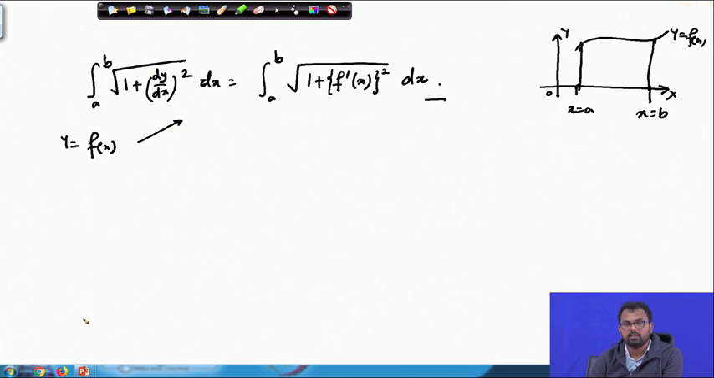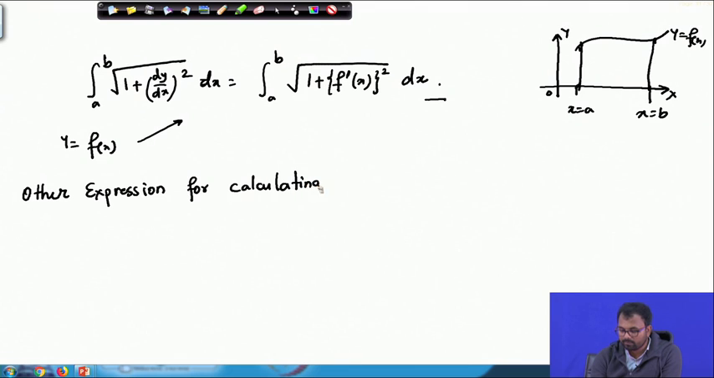Now, we just studied that the equation cannot always be given in the Cartesian coordinate system. They can also be given in the parametric Cartesian or polar coordinate system. So how can we calculate the arc length? There are formulas for such coordinate systems as well. So we write other expressions for calculating arc lengths.